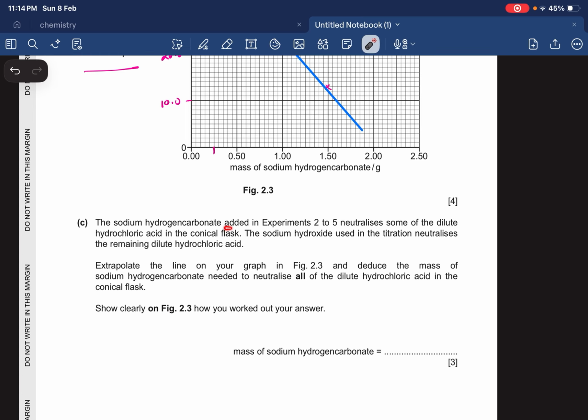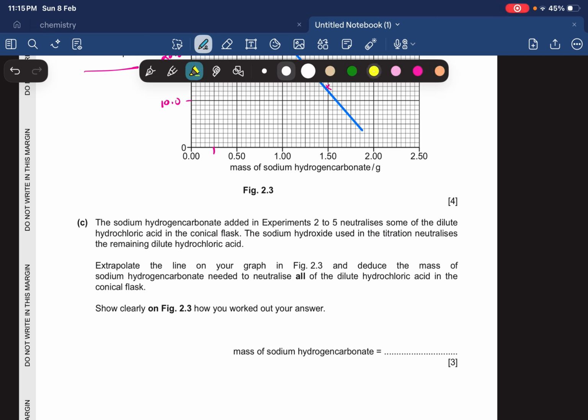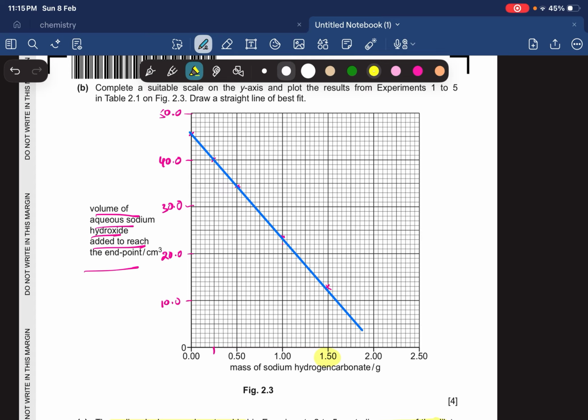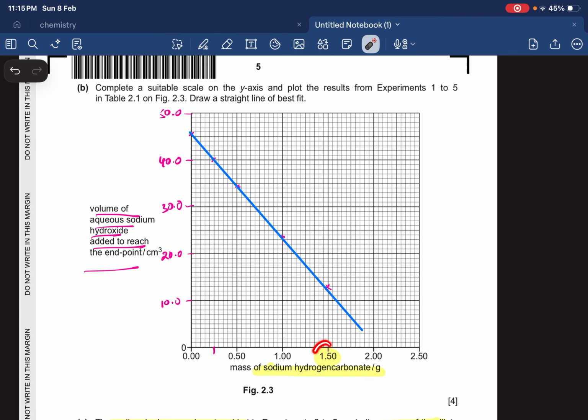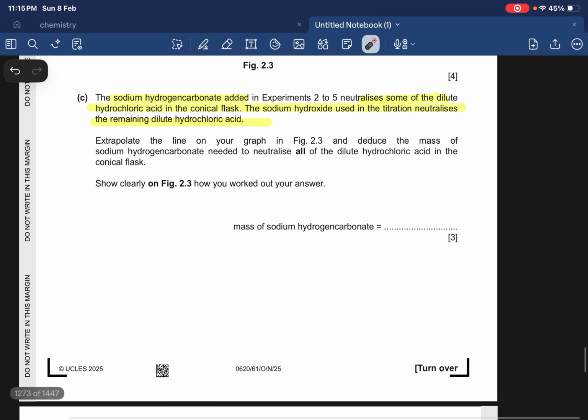The sodium hydrogen carbonate added in experiment 2 to 5 neutralizes some of the dilute hydrochloric acid in the conical flask. The sodium hydroxide used in the titration neutralizes the remaining dilute hydrochloric acid. That was what I was telling you, that the hydrogen carbonate is going to neutralize some of the dilute acid and the sodium hydroxide is going to neutralize the other acid. That is why as the amount of your sodium hydrogen carbonate is increasing, the amount of your alkali decreases, because some of your HCl is being neutralized by sodium hydrogen carbonate, right?